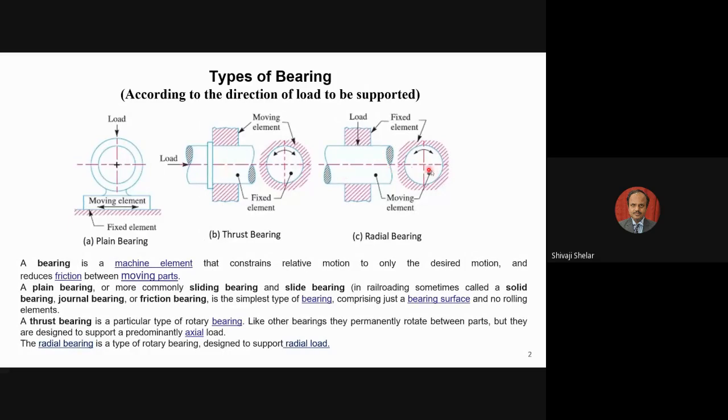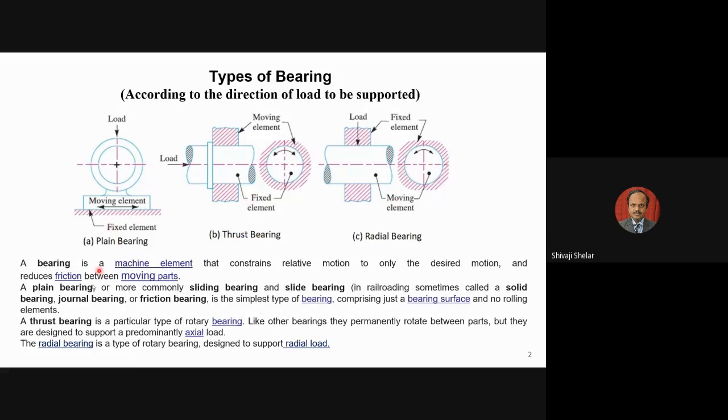If your element is rotary in nature and needs to be supported, there are chances your load may come in the axial direction, that is axial load here. To support such a load, you require a thrust bearing. So the collar provided here works as your thrust bearing. Now, if the load coming on your rotating shaft is radial, then you need to support it on this surface in the radial direction. So it has to take care of radial load. This is called a radial bearing, this is called a thrust bearing, and this is called a plain bearing.